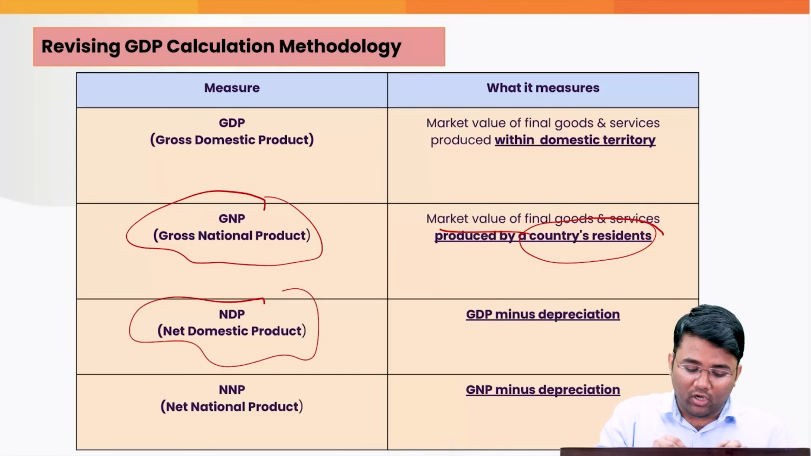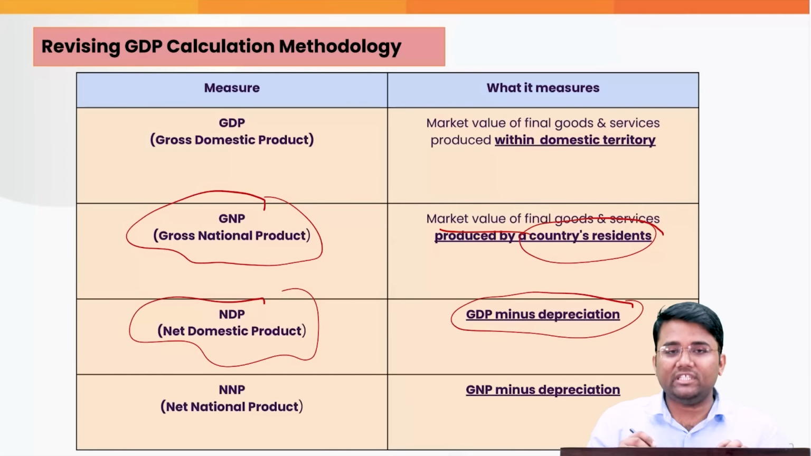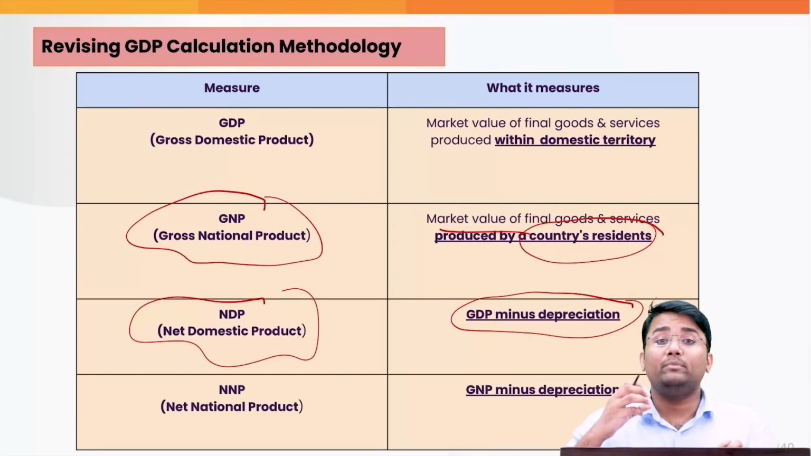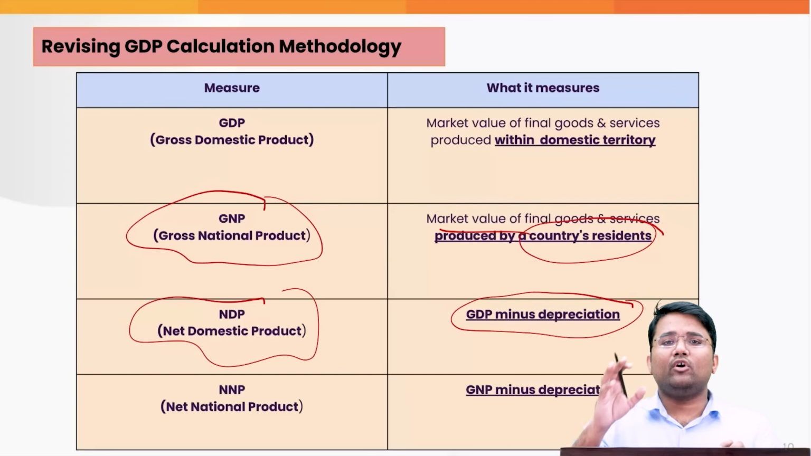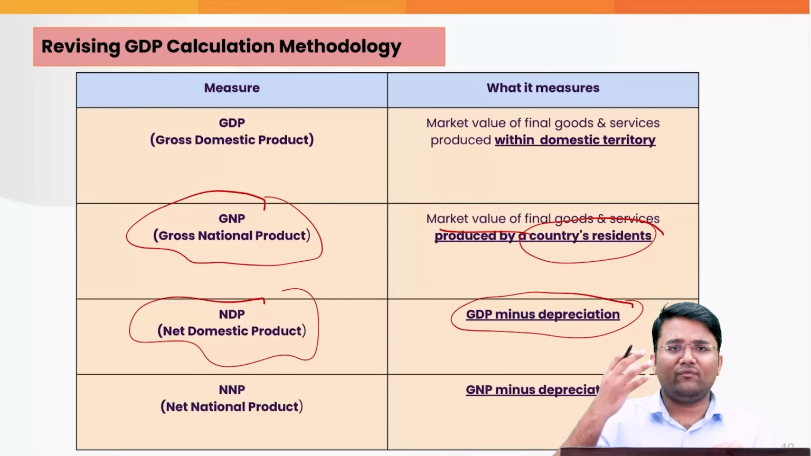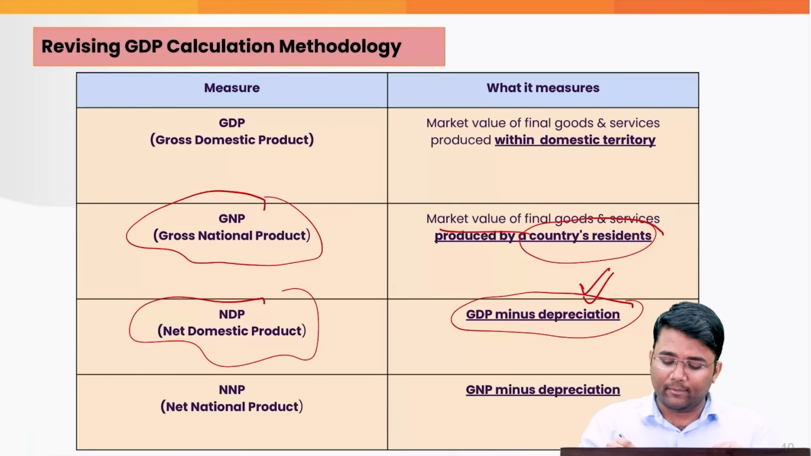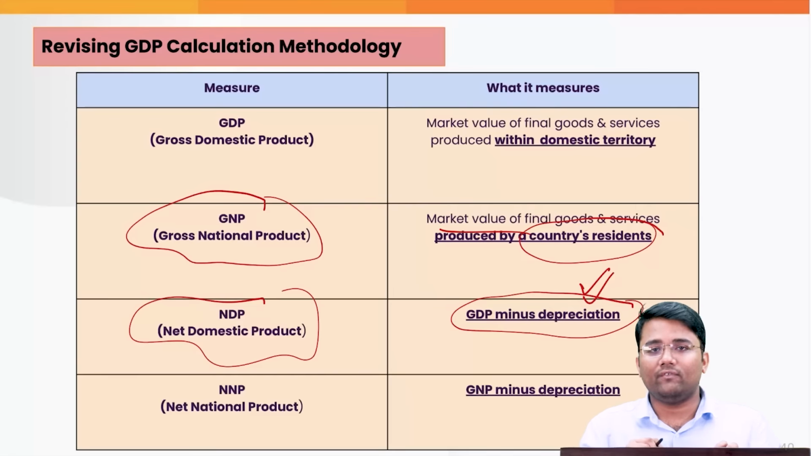Then comes NDP or net domestic product, which is calculated by deducting the depreciation from GDP. What is depreciation? Depreciation is the wear and tear of assets. Let's suppose there was a machine in a particular company and this machine was running continuously, but suddenly it got some malfunction or there has been some issue in that machine. So whatever cost we pay to address that malfunction in the machine is the depreciation, or the cost that we are paying to address the wear and tear of assets.